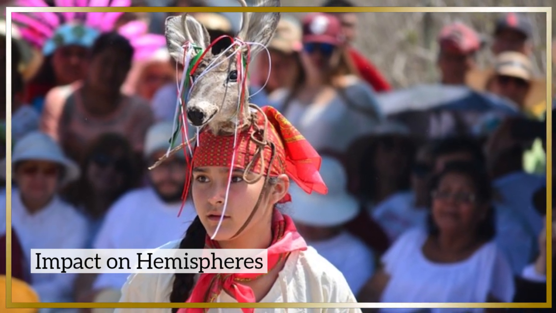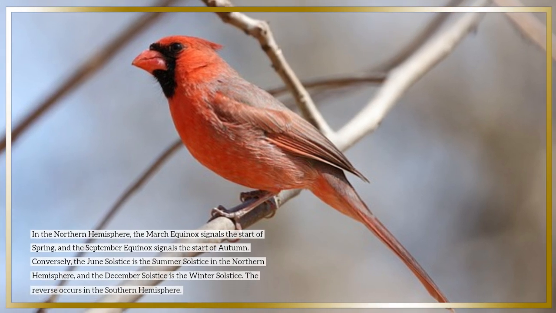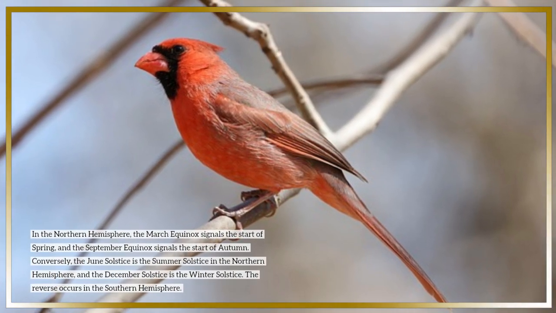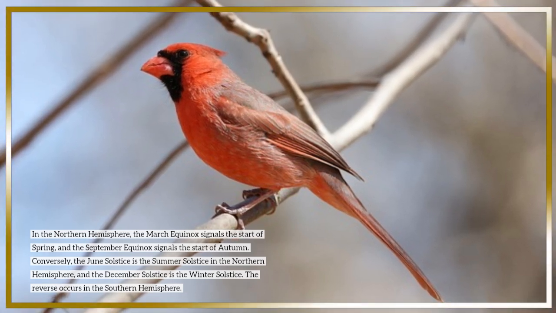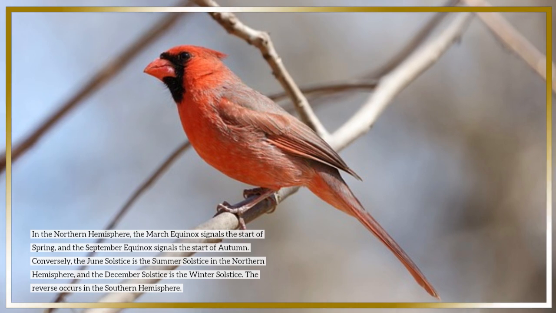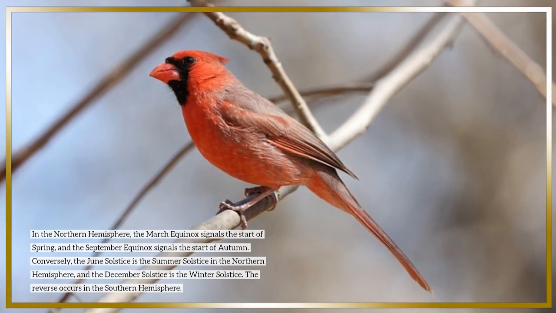Impact on hemispheres. In the northern hemisphere, the March equinox signals the start of spring, and the September equinox signals the start of autumn. Conversely, the June solstice is the summer solstice in the northern hemisphere, and the December solstice is the winter solstice. The reverse occurs in the southern hemisphere.